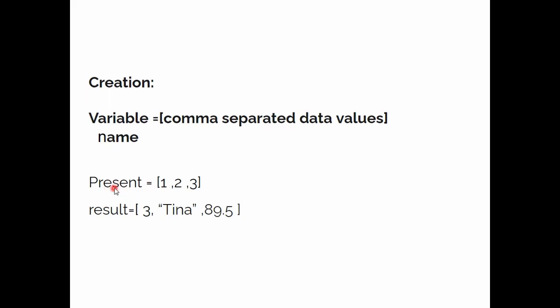Present is the name which will denote a list. So present is the list containing the elements 1, 2, and 3, and all are separated by commas. The second list that is created is result. Result is a list containing the elements 3, Tina, and 89.5, and again they are enclosed in the square brackets.